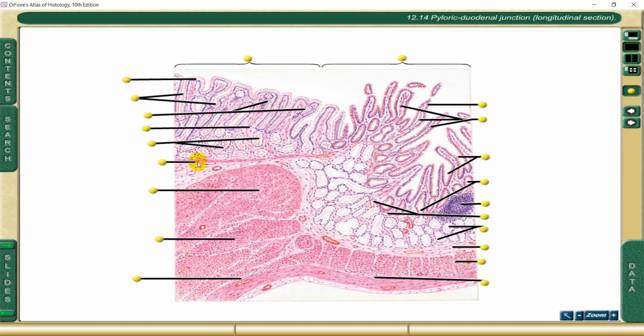Muscularis mucosa in the stomach has two layers, two directions, inner circular and outer longitudinal. In the duodenum of the small intestine, the muscularis mucosa is one layer, and in some regions has 2 layers. Generally, one layer of smooth muscle fiber. The submucosa in the stomach has no gland. In the duodenum, this slide shows the Brunner's gland in the submucosa.